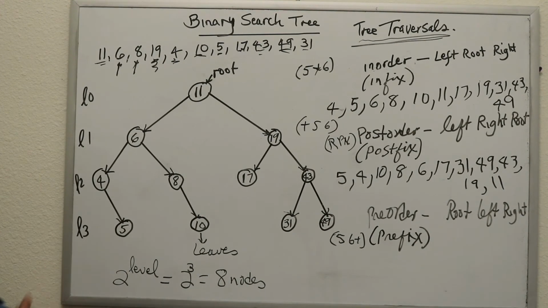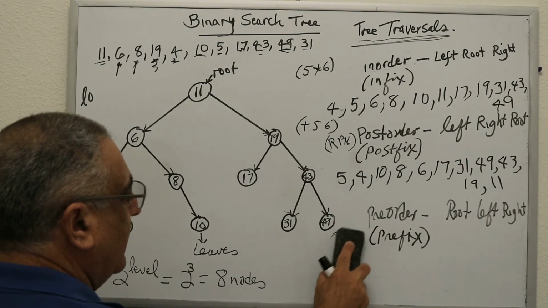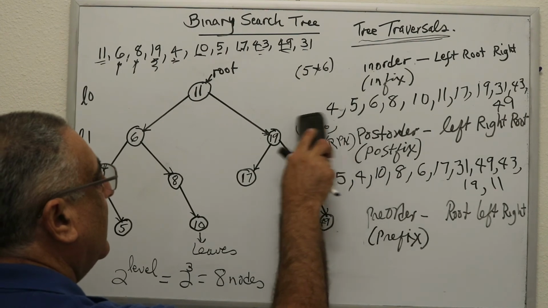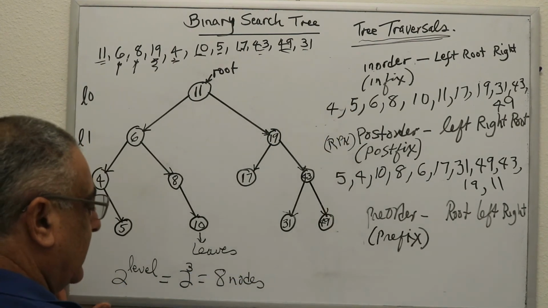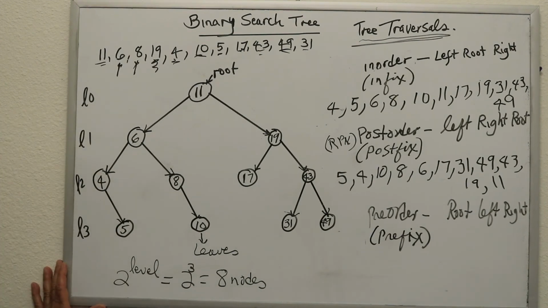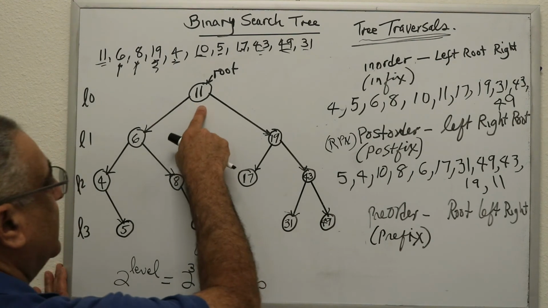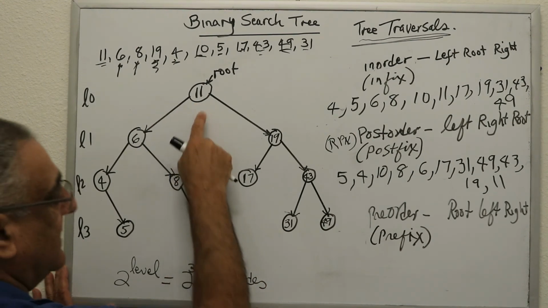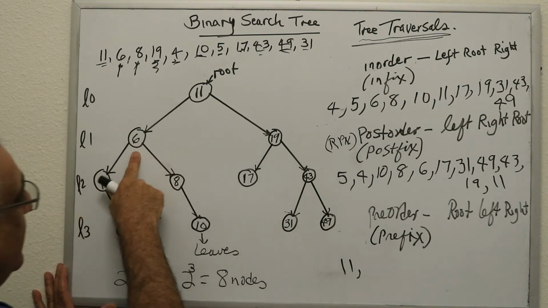I will rewrite this. Okay, so let's do the pre or prefix. So according to the prefix now, how does that work? So if you look back, for prefix, it says root, left, right. So I'm going to start here. So that's going to be root. So that's 11. Root, left, but that's a subtree.